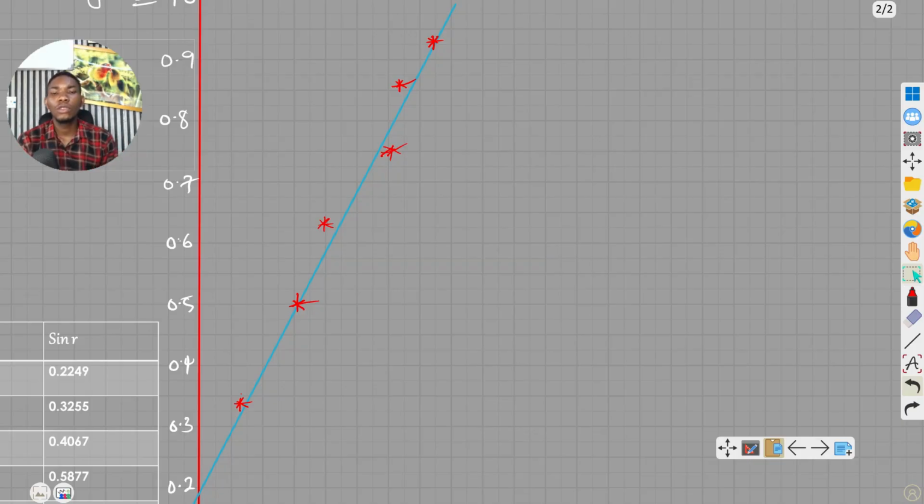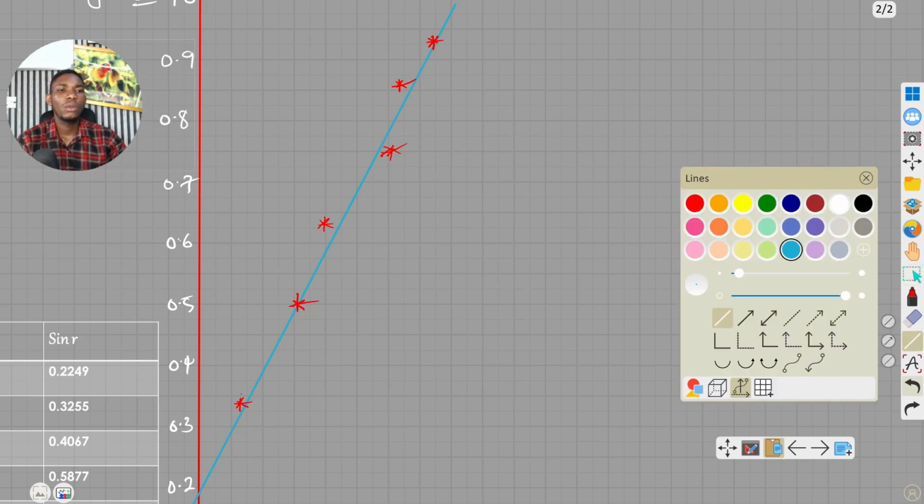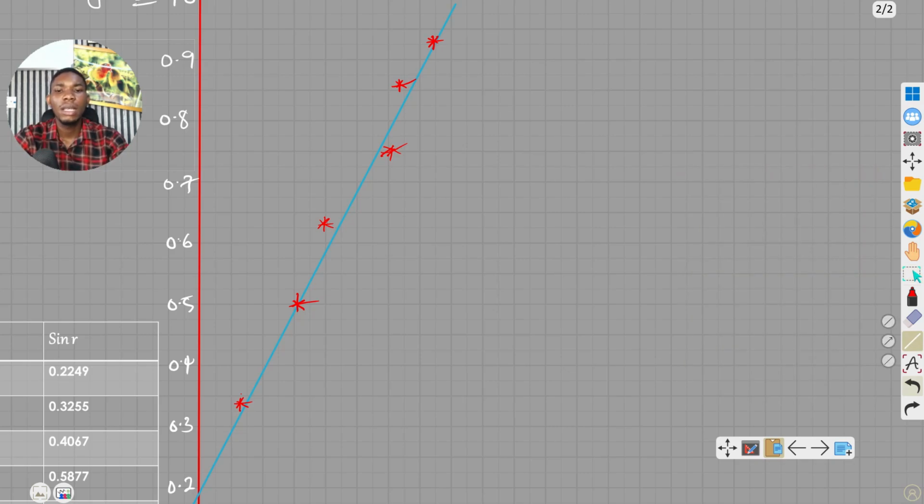Now what do you now do? You take your slope. How do you take your slope? I've told you how to take slope before. Now take the first value. Did this value not enter? This particular one here should.